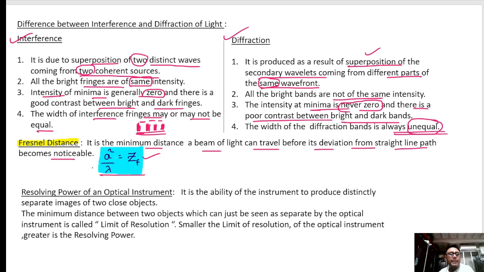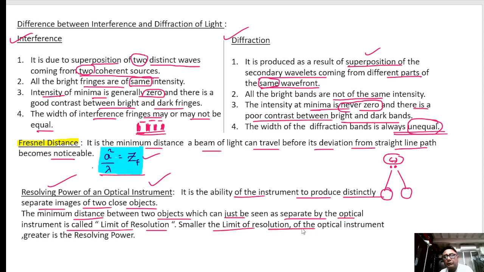Next is the resolving power of an optical instrument. What is it? It is the ability of the instrument to produce distinctly two separate images of two close objects. When you are seeing two close objects, resolving power means how easily these can be seen as two different objects. The minimum distance between two objects which can be just seen as separate by the optical instrument is called the limit of resolution.